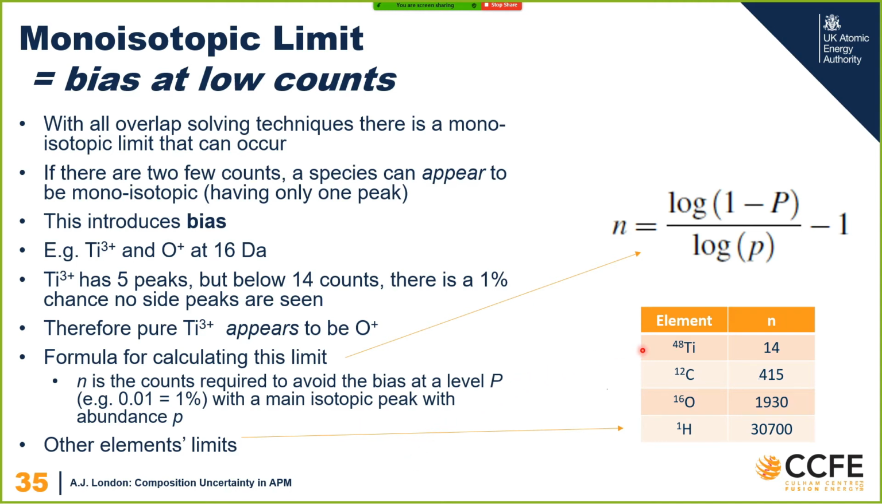And for example, different elements here, titanium, carbon, oxygen, and hydrogen, these are how many counts you need to avoid a 1% chance of only getting the main peak. So in carbon it would only be the 12 peak, in titanium it would only be the 48 peak, in oxygen it would only be the oxygen 16, and for hydrogen it would be only the protium.